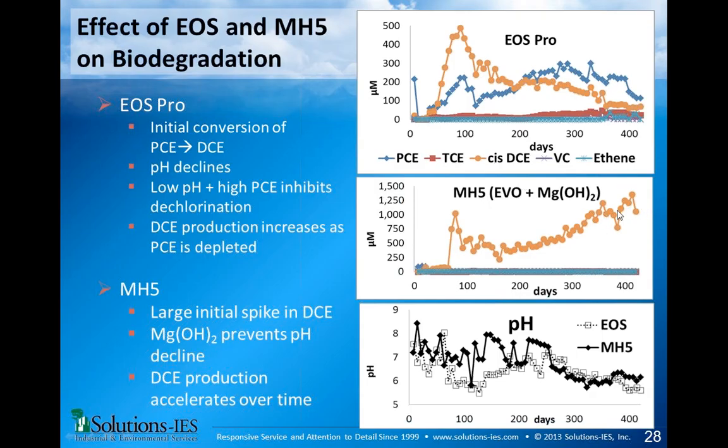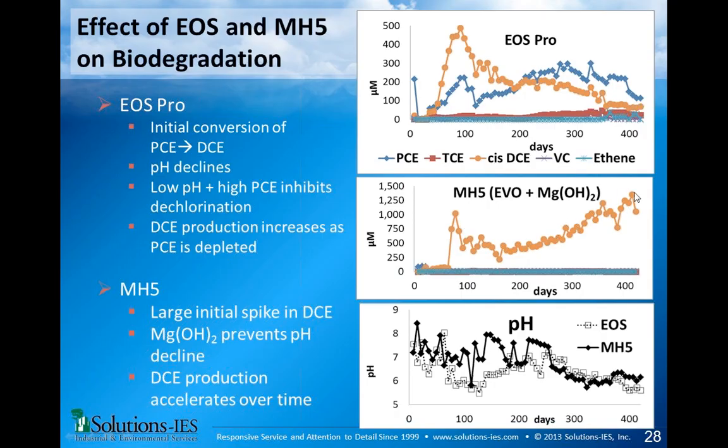And here are some of the results. You can see with EOS Pro and bioaugmentation, initially we get a big spike in DCE, and then it starts to decline. There's a little bit of PCE coming out. Initially it actually dropped. It reached a minimum right about here, about 120, 130 days. And then it actually started to go up. This column test honestly was a failure.